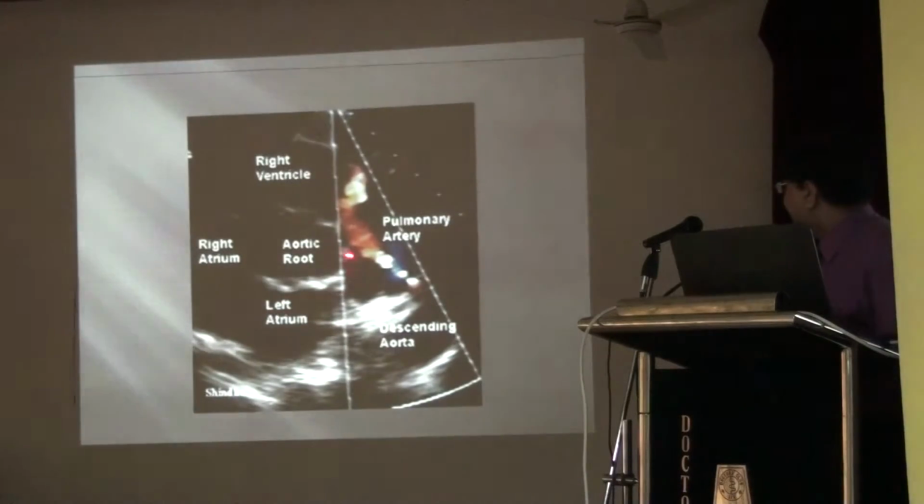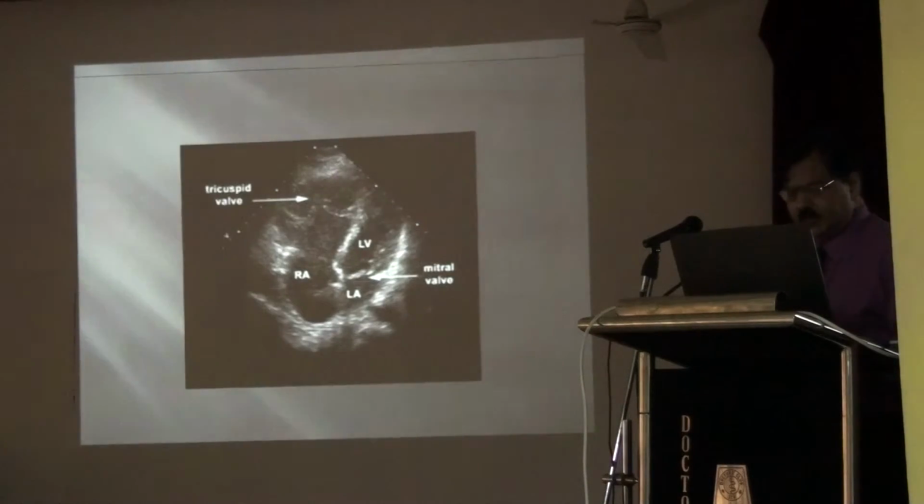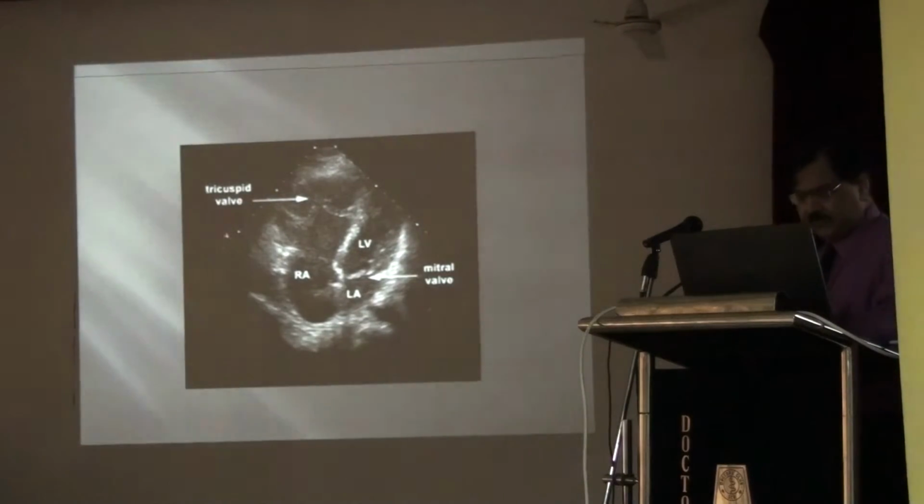Similarly, this is the PDA. You see the aortic root, then here the descending aorta, and then the jet. So this is the very classical PDA picture on the echocardiogram. This is basically the tricuspid. You see, it is one of the congenital heart diseases, and if you look carefully, the disease can very commonly be identified from that.